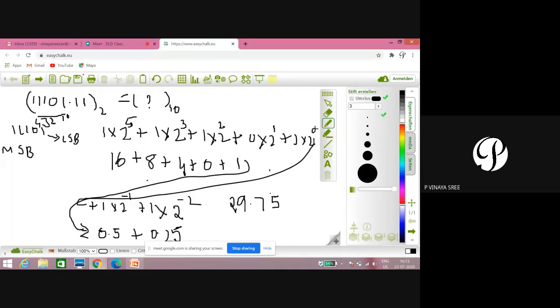Give the number 0, 1, 2, 3, 4. Next, for the fractional part, start from the left side. This will be the same for binary to decimal, for octal to decimal, for hexadecimal to decimal. If you know one concept clearly, then every other conversion will be easy.